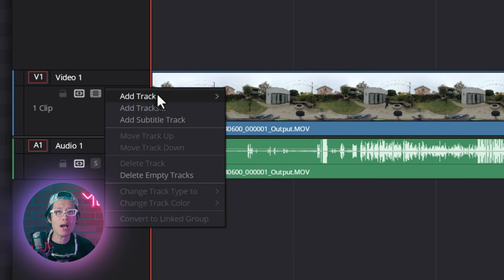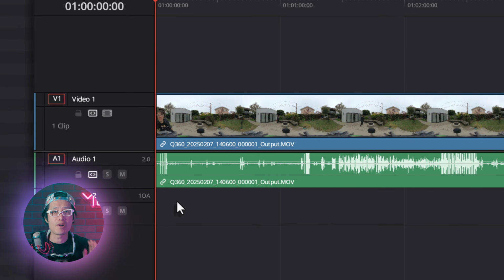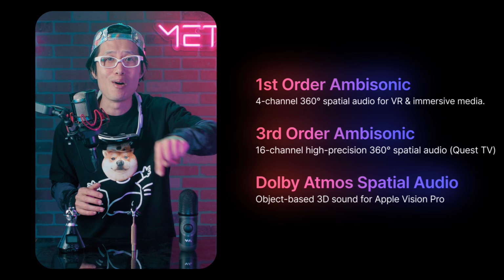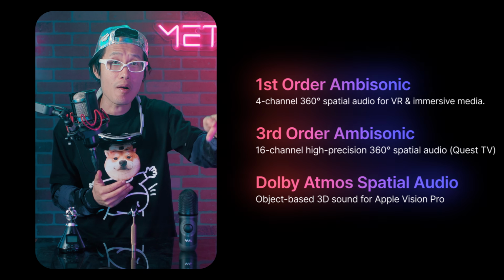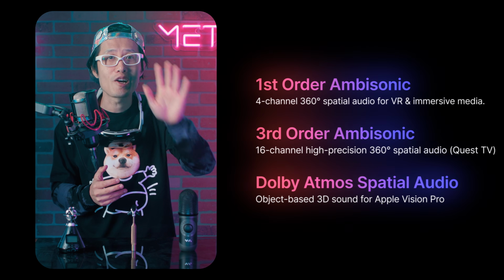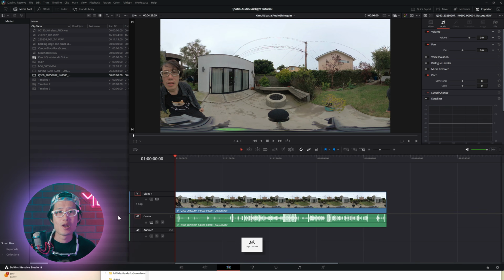Right click in the timeline, select Add Track, choose Ambisonic, and pick Ambisonic First Order. Ambisonic First Order has 4 channels and is the most common format for immersive production. But sometimes you will also get Third Order Ambisonic, which has 16 channels. So always confirm with your on-set sound engineer before setting things up. As a best practice, rename your track so you don't get lost later.